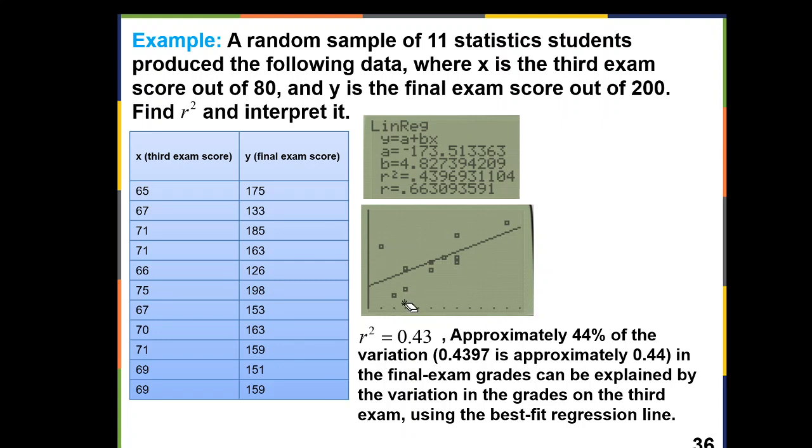They go up and down. That causes this going up and down in the final exam scores. How much of it? 44% of it. 56% of it, there are other factors involved, or could be this, but we don't have the evidence for it. Could be maybe they got sick on that day, maybe other reasons. 56%.